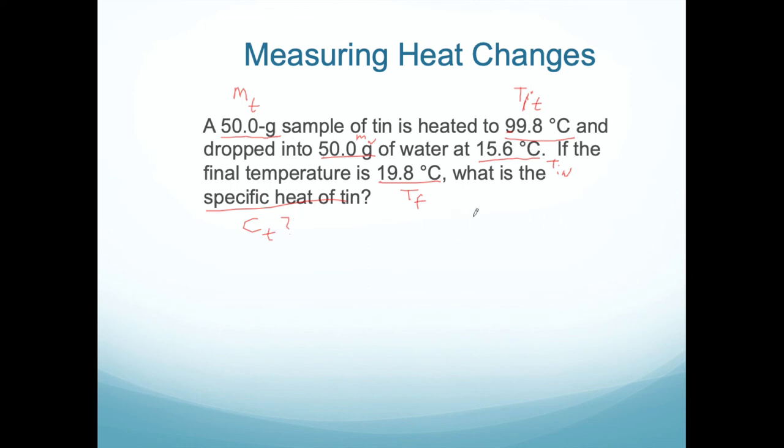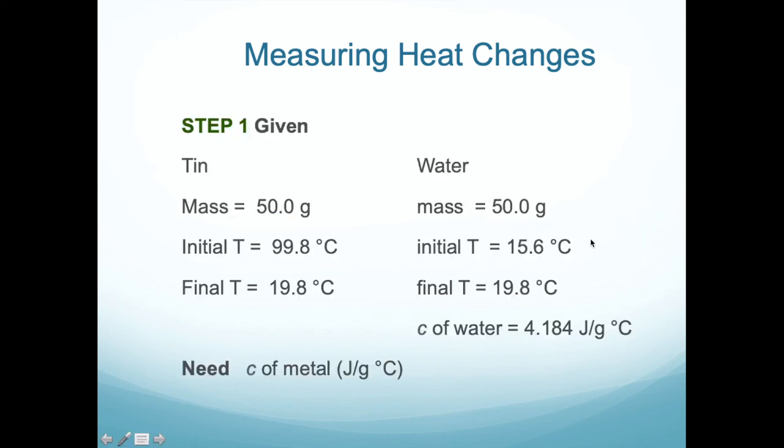Now, the question doesn't give this to you, but you should know the specific heat capacity of water. And so that's 4.184 joules per gram degree Celsius. Okay, that's something you should memorize. So, let's keep stock of what we've been given here. We've been given all these things, and we're trying to solve for the specific heat capacity of the metal. Now they've given us final and initial temperatures. It might be a good idea to go ahead and calculate what your delta T is for each of these.